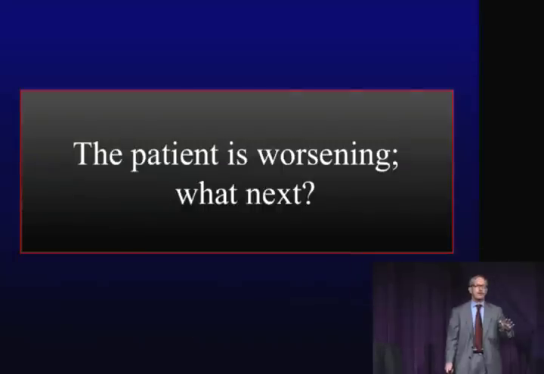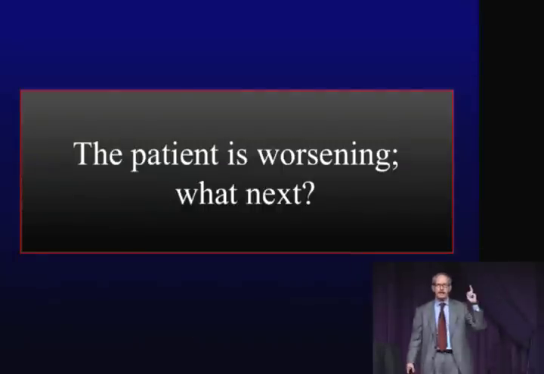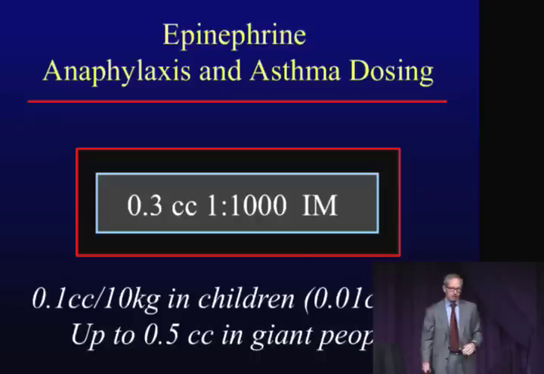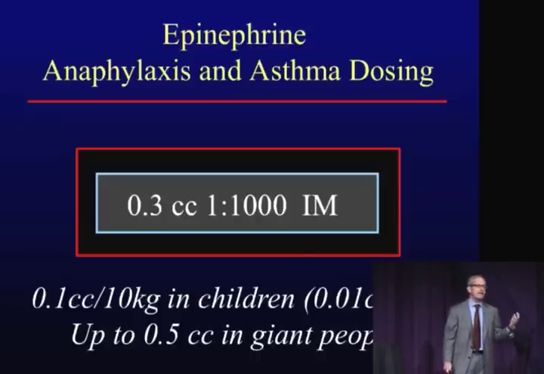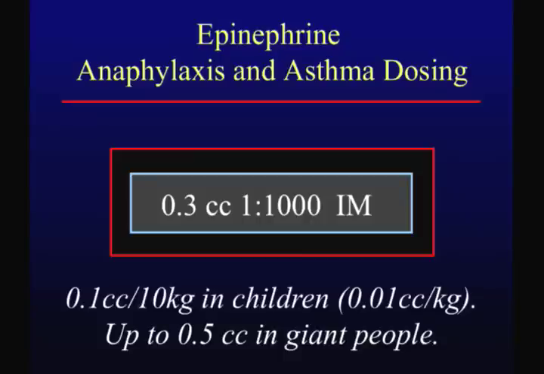The patient is worsening. What next? So we have 2 rooms. We've got the status asthmaticus that's getting worse, 5 drugs. We've got the anaphylaxis getting worse. The drug of choice is sub-Q or IM epi. In asthma, it could be sub-Q or IM. In anaphylaxis, always IM. Deep circulation.